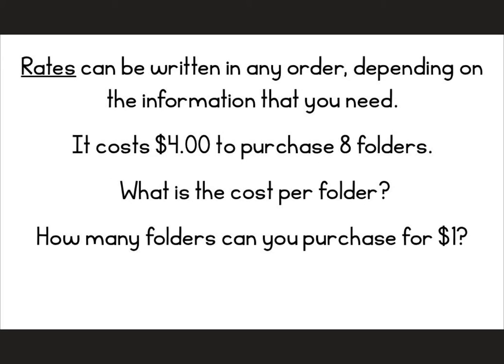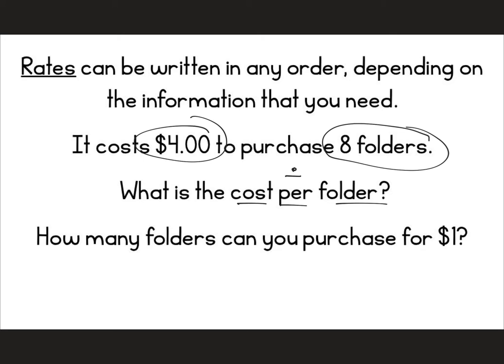Okay, rates can be written in any order depending on the information that you need. So it costs $4 to purchase 8 folders. You got it, Libby? Yes. Okay, what is the cost per folder? Now, rates are pretty neat because they tell you what to do. Per means divide. And it tells you the order to do it. So cost per folder means cost divided by folders.